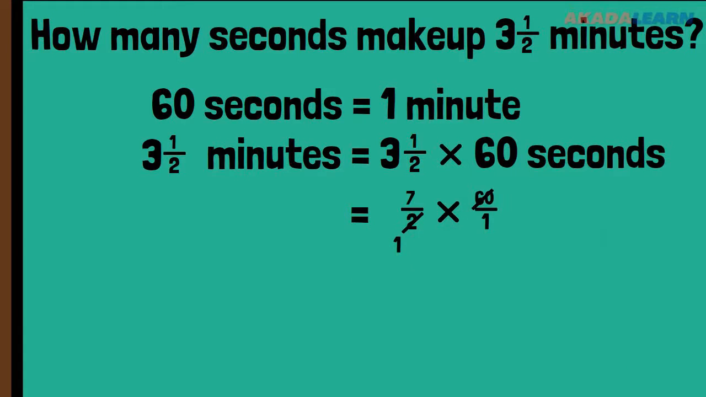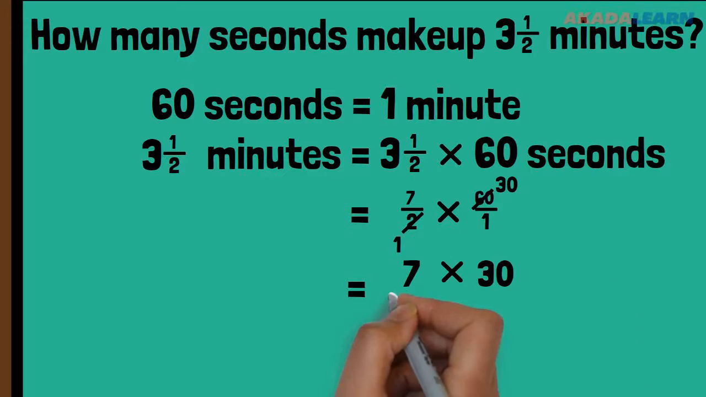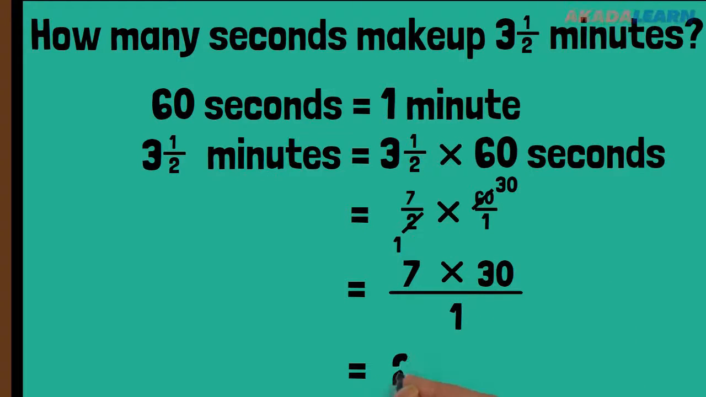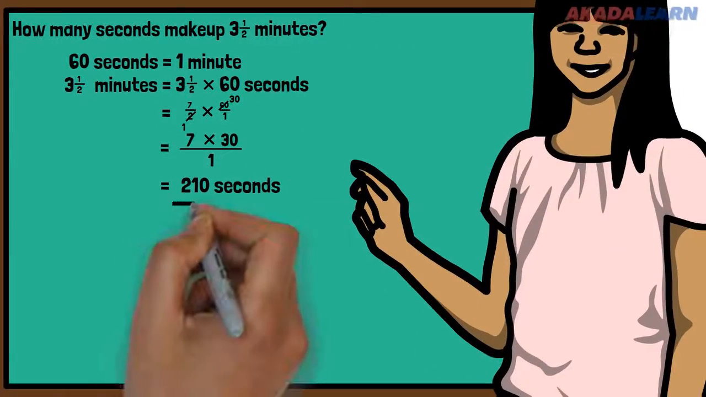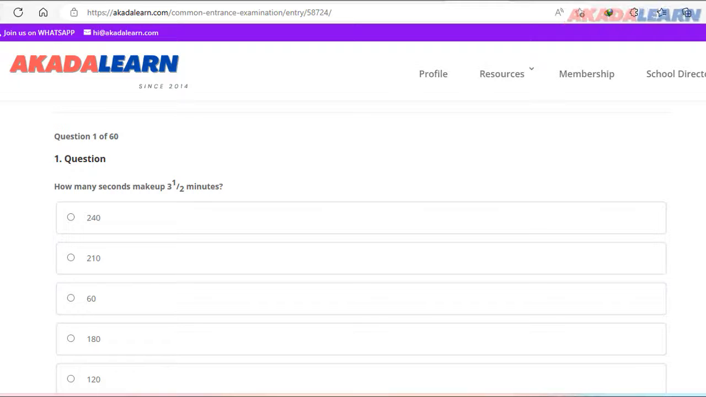2 divided by 2 is 1. 60 divided by 2 is 30. So 7 times 30 over 1 gives us 210 seconds, which is our final answer. So the answer is, as we saw in the calculation, option B, 210 seconds. So now let's get to the next question.